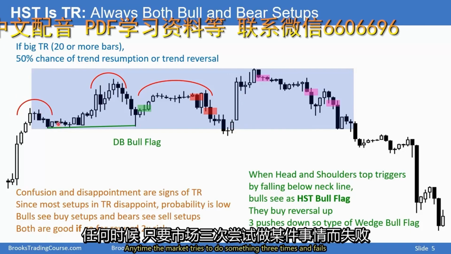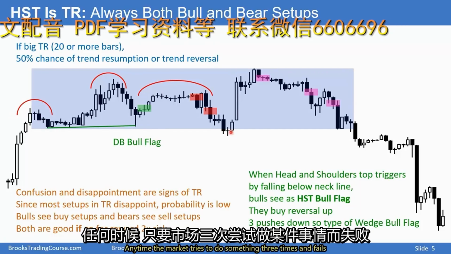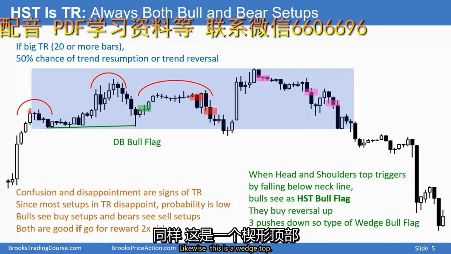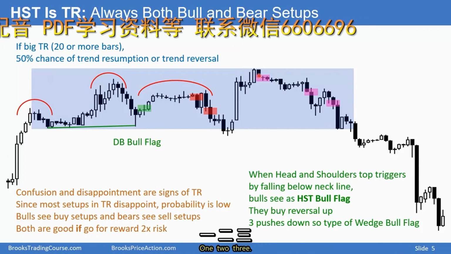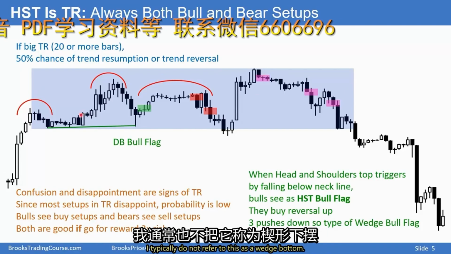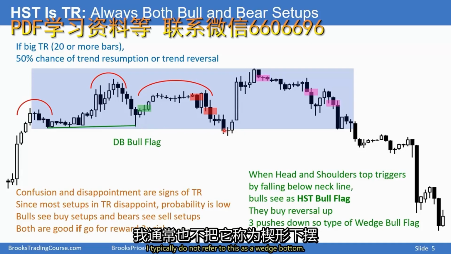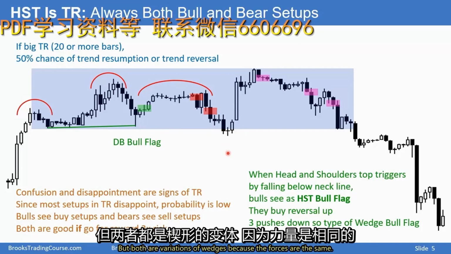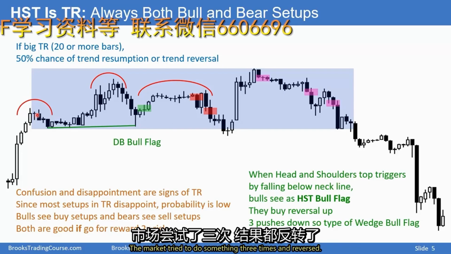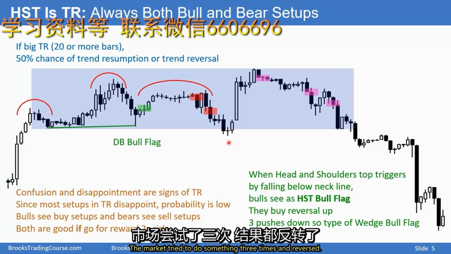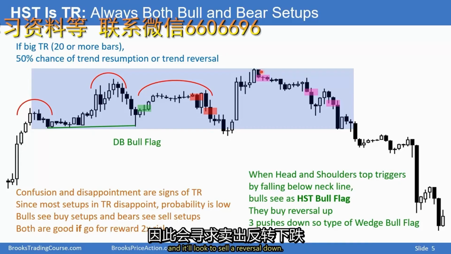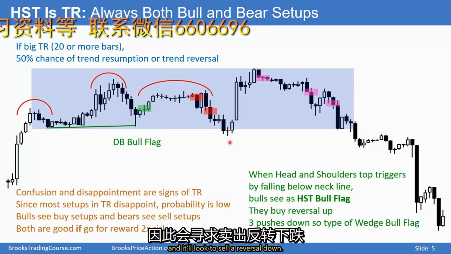Anytime the market tries to do something 3 times and fails, traders expect it to do the opposite. Likewise, this is a wedge top, 1, 2, 3. Because it does not have a wedge shape, I typically do not refer to this as a wedge top. I typically do not refer to this as a wedge bottom. But both are variations of wedges because the forces are the same. The market tried to do something 3 times and reversed. Here, the market tried to rally 3 times, and traders expect it to fail, and they'll look to sell a reversal down.